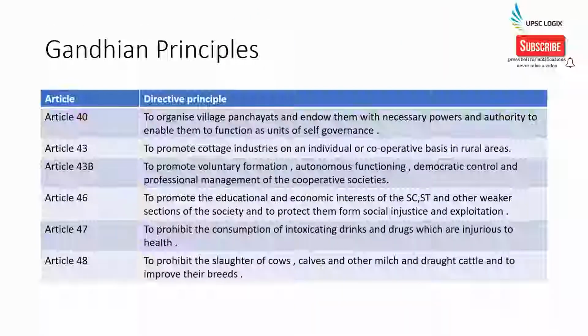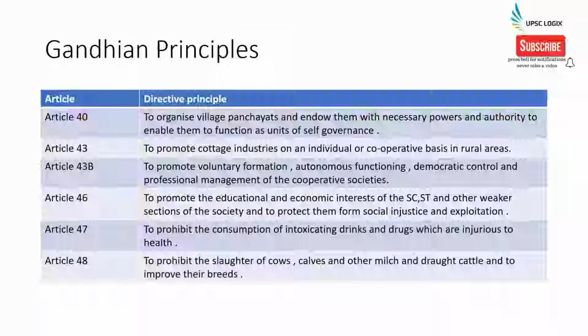Now let us have a look at the Gandhian principles. These principles are based on the Gandhian ideology, and they represent the program of reconstruction that Gandhiji during the national movement had envisioned. So in order to fulfill the dreams of Gandhiji, some of his ideas are included in the directive principles, and these are basically from Article 40 to 48, and let us have a look at them.